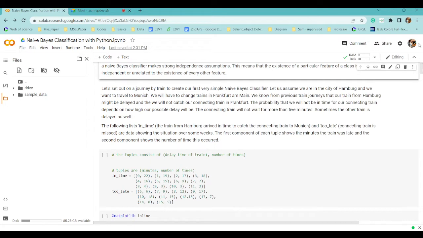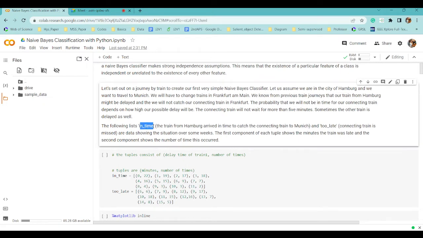The connecting train will not wait for more than five minutes. This is the example which has been given. The following list shows, in time, the train from Hamburg arrived in time to catch the connecting train to Munich, which means it arrives on time. And too late means that you have missed your connecting train. So this is what the data is showing. How you're going to find out the machine learning probability using this, we'll see that.